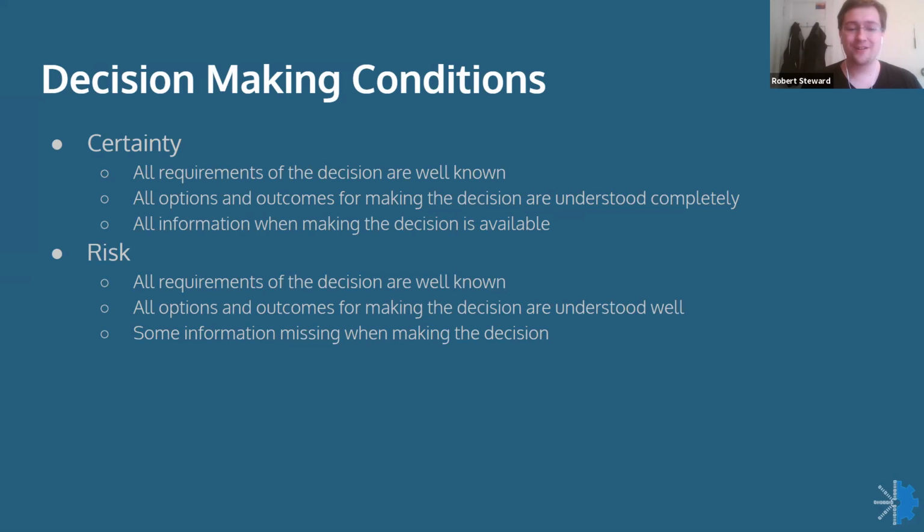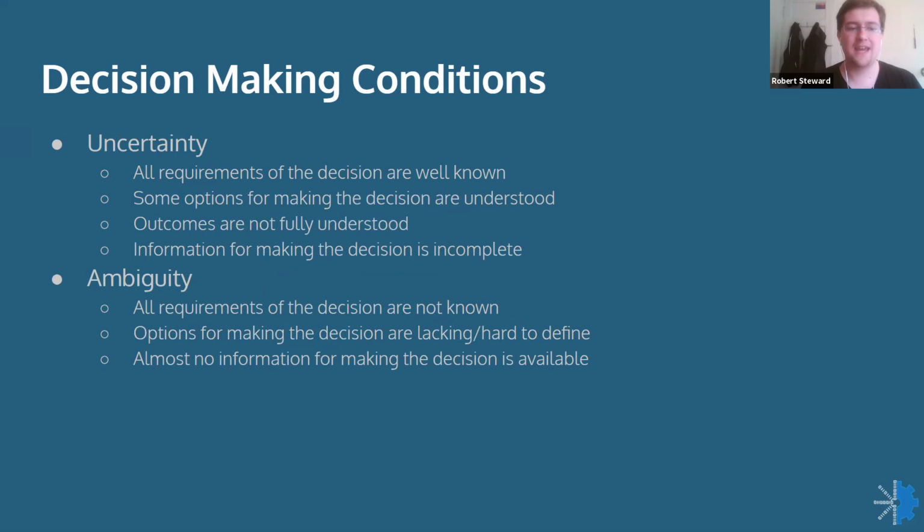Risky decisions are similar. You have a lot of those decisions for your requirements well known, and you understand the options and the outcomes, but you don't necessarily know every aspect of them. That's because some of the information that you have while trying to make the decision is unknown, but you really do still have a large knowledge of the decision that you're trying to make.